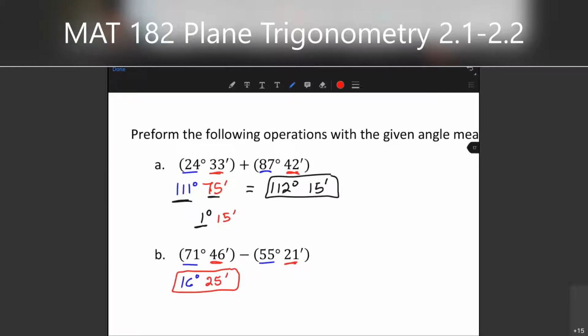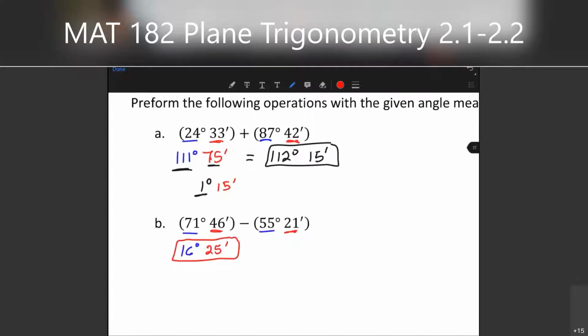So the next thing that we might want to be doing with these degrees and minutes is converting them between degrees and minutes and decimal degrees. Wait, was that our final solution? Yep, it would be.